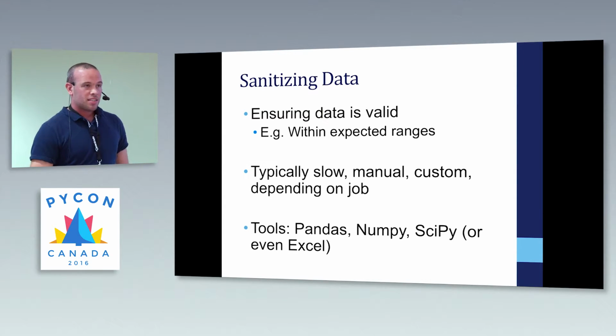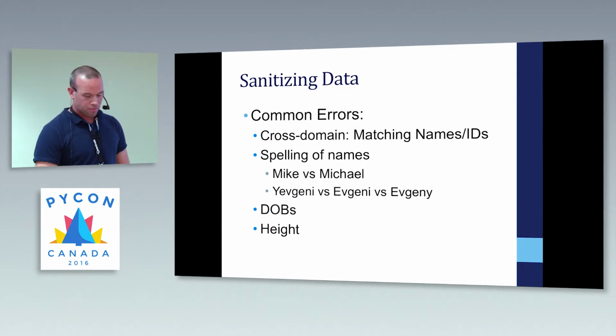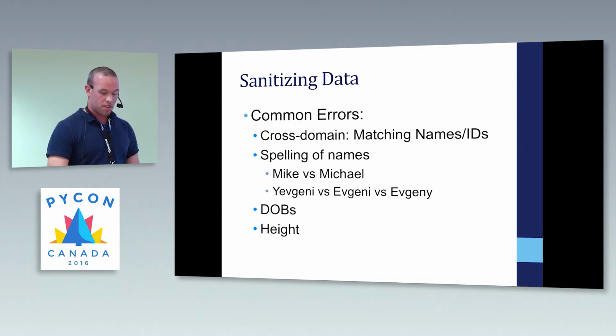So the next step is sanitizing data, which is making sure it's within the valid ranges, or what you would expect it to look like. This is a slow, manual, custom job, and really depends on what you're doing. So again, there are many awesome Python tools: pandas, numpy, scipy, or if you're not technology inclined, or if you want to give it to your intern, get them to use Excel. So there are a lot of issues that you run into there.